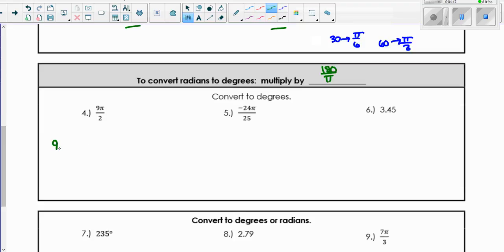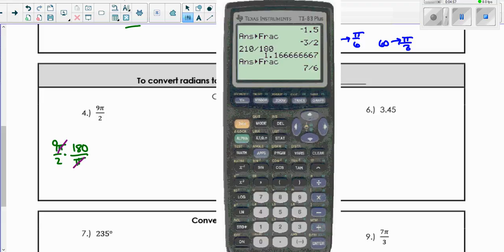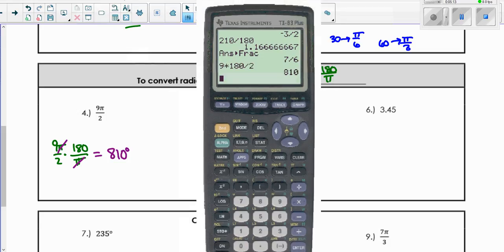So watch what happens. If we have 9 pi over 2 and we multiply by 180 over pi, notice that our pi's cancel. And then what I'm left with is 9 times 180 divided by 2, and I get 810. So that means that this is 810 degrees. Again, notice that the pi's canceled. So when I'm in degrees, I shouldn't have a pi in my answer.